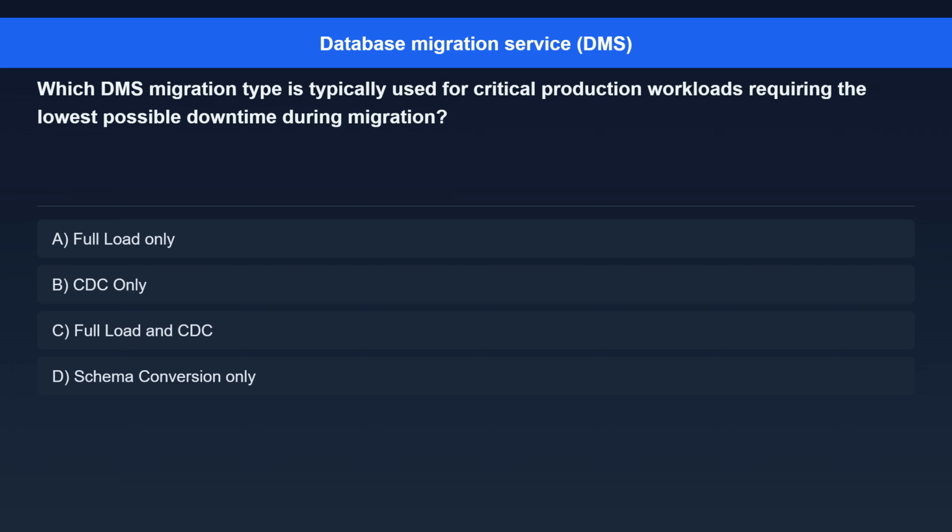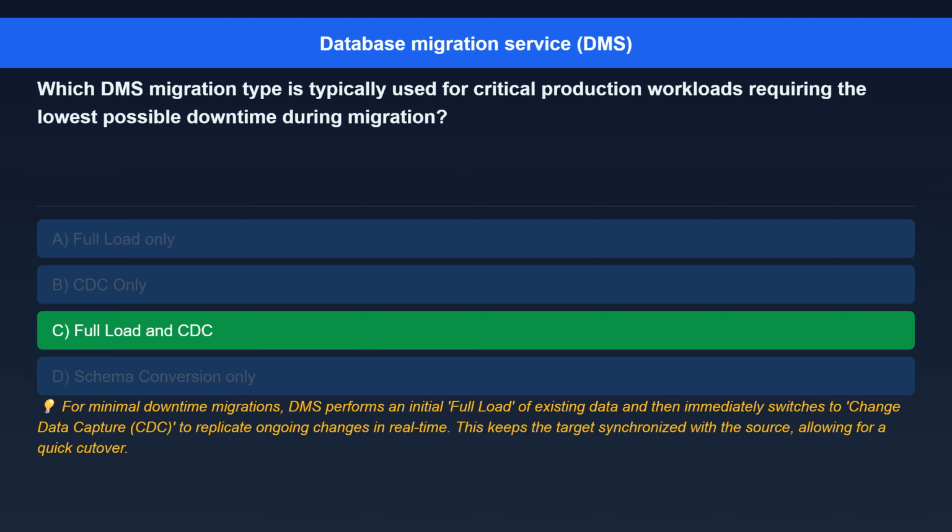Question 6. Which DMS migration type is typically used for critical production workloads requiring the lowest possible downtime during migration? Option A, full load only. Option B, CDC only. Option C, full load and CDC. Option D, schema conversion only.